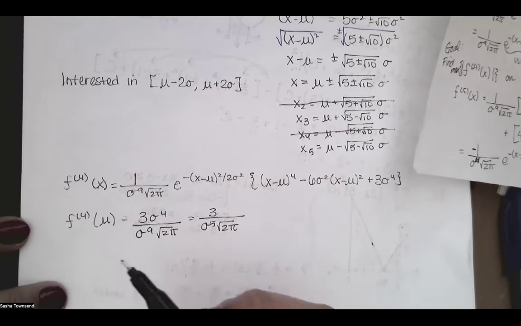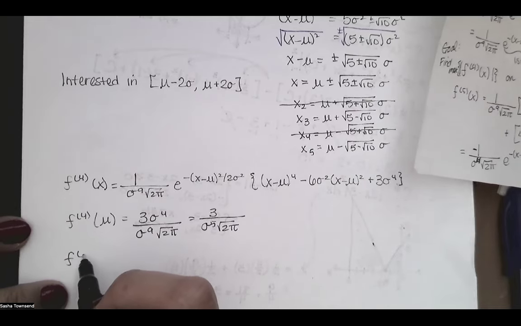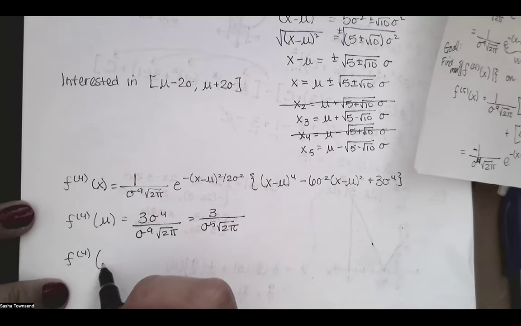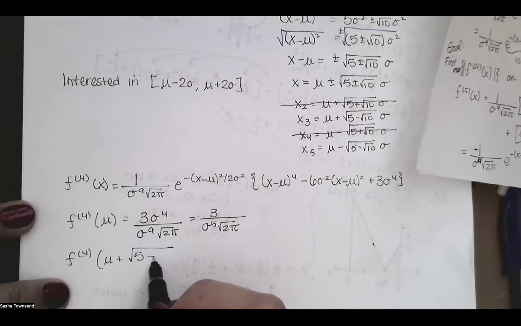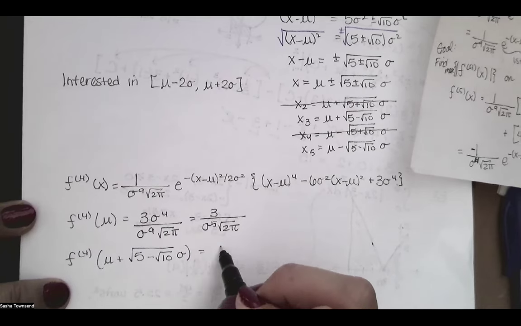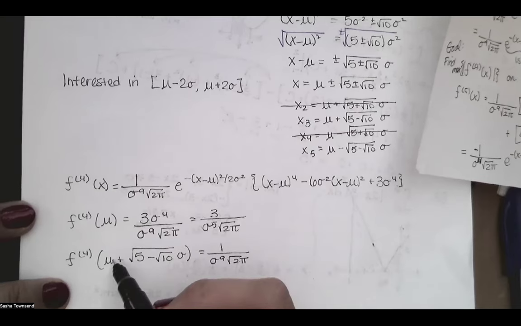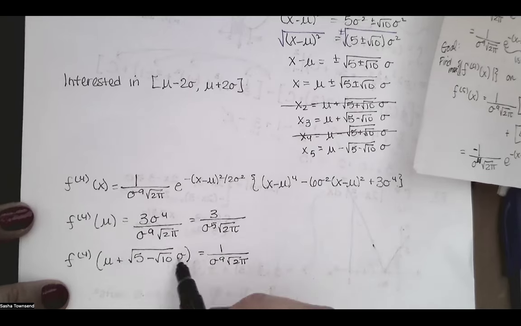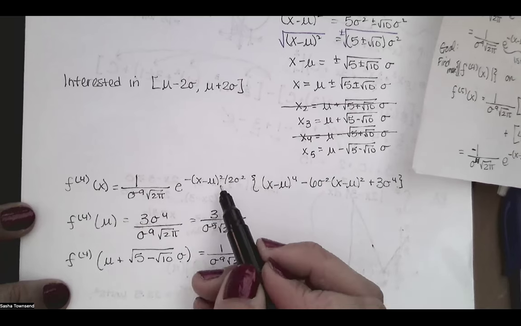Well, actually, let's do the interior points. We've got this coefficient. Then when I evaluate this exponential at this value, I'm taking the mean away from this. So I'm just going to end up with that number squared.